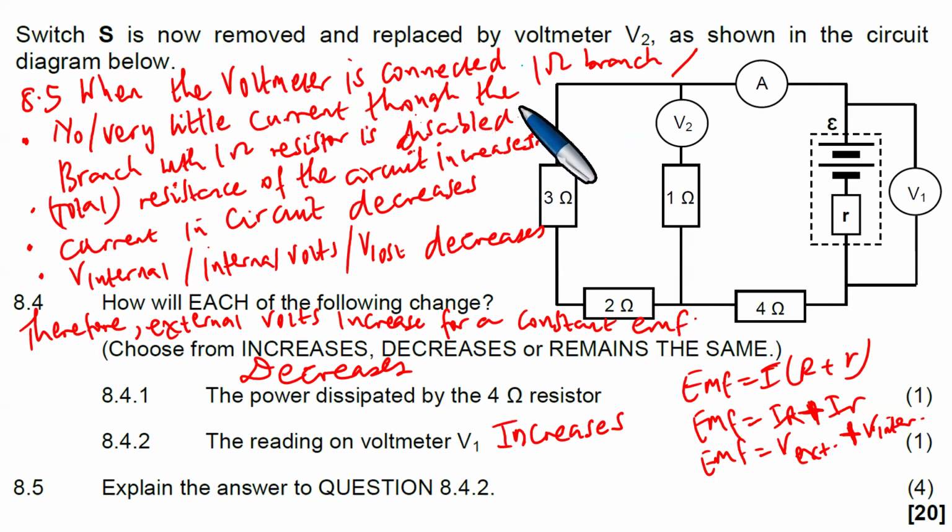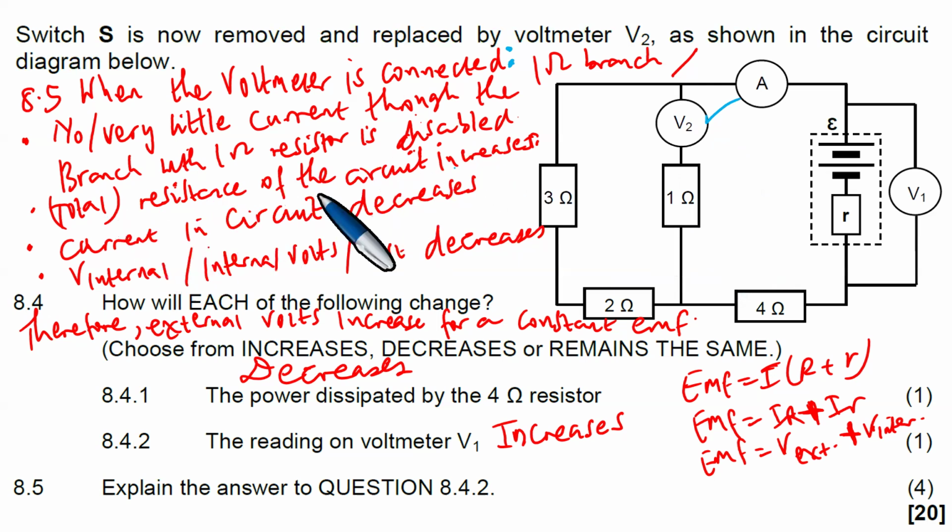When the voltmeter is connected, no or very little current through the 1 ohm branch. Because it has very high resistance, this one will override this one, because this V2 is like a big resistor. So very little current through the branch with the 1 ohm resistor. So the branch with 1 ohm resistor is disabled. By virtue of this one here being the biggest resistance, it's going to disable this one.